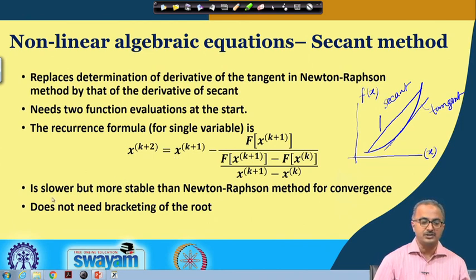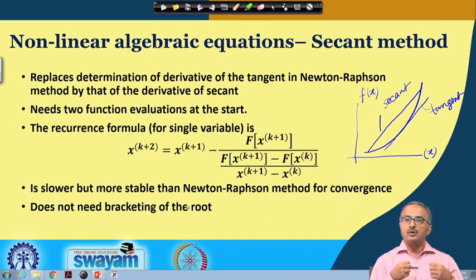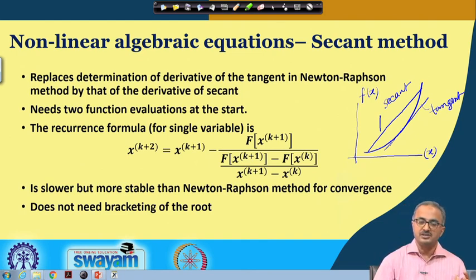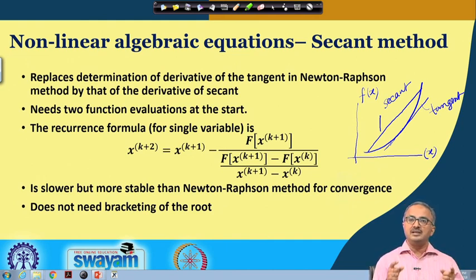It is found that it is slower than the Newton-Raphson, but it is more stable. By stable we mean how robust a particular method is, so that it does not diverge when we are choosing some arbitrary value for the roots. So it is found to be more stable, but it is slower than the Newton-Raphson method, and it does not need bracketing of the root. That means, as we learnt earlier in the bisection method where we needed to bracket the roots so that the root is between the 2 values we are choosing, in this case, like the Newton-Raphson method, we do not need to bracket the root.